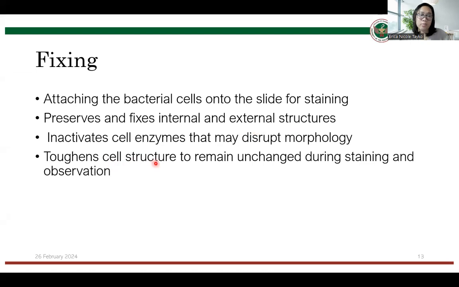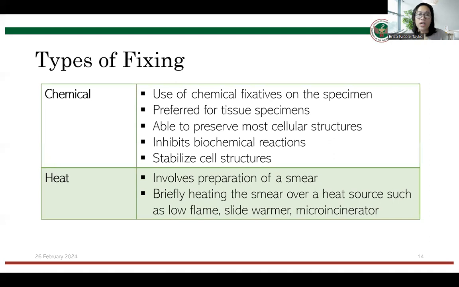It's also extra protection for you. And sometimes these cell enzymes may also disrupt morphologies. That's why we try to inactivate them as well. It also toughens the cell structure to remain unchanged during the staining process itself and the observation. The fixing step that we know is through the use of heat. So when we pass it through the flame, we perform heat fixing.